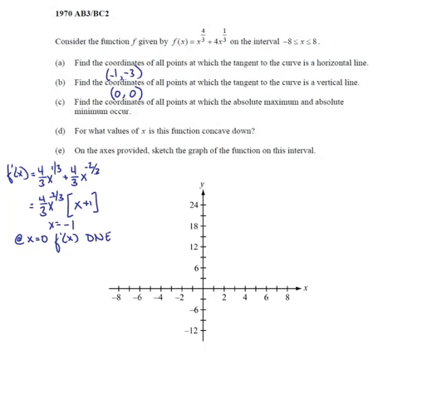With C, we want to find the coordinates of all points at which the absolute max and absolute min occur. Again, for these we want to test critical values and endpoints. So we have the critical values, we just need to test the function at each of those points. And so we have the endpoints at -8 and +8, and the critical values at -1 and 0.